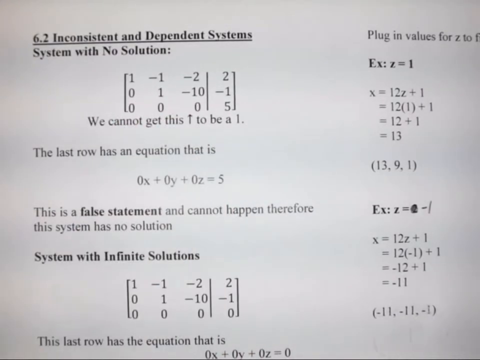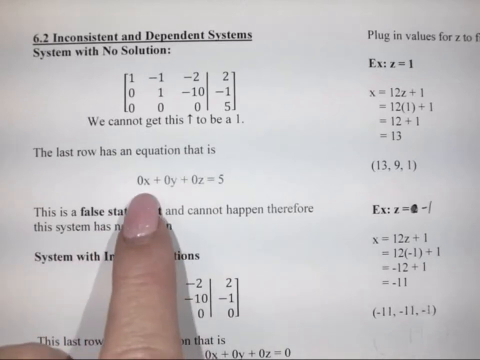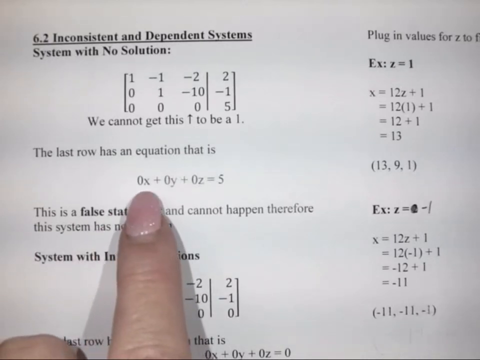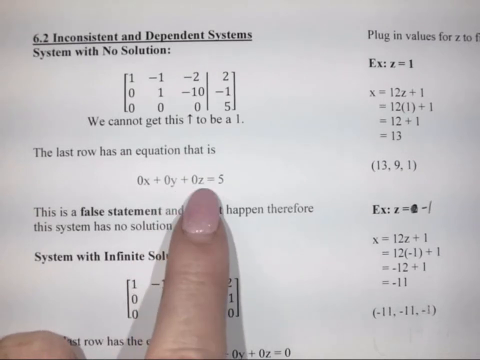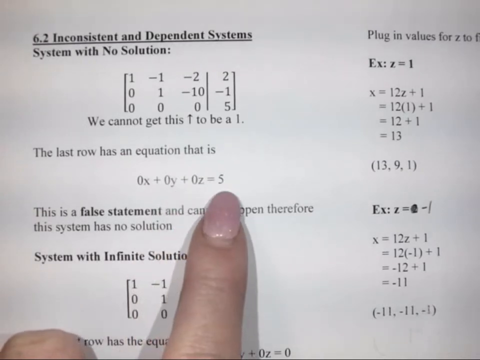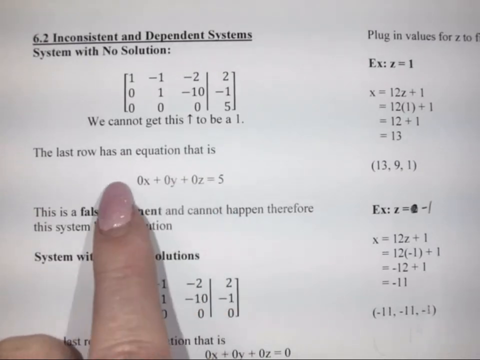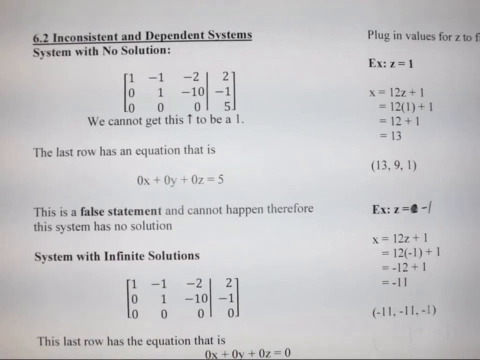And that means that if we put this into a system of linear equations, like we have been doing, we would get 0x plus 0y plus 0z, which is equal to 5. Well, that can't be true. It's a false statement because 0 cannot be equal to 5. So that means that you don't have a solution there. And that's if you didn't do any errors.